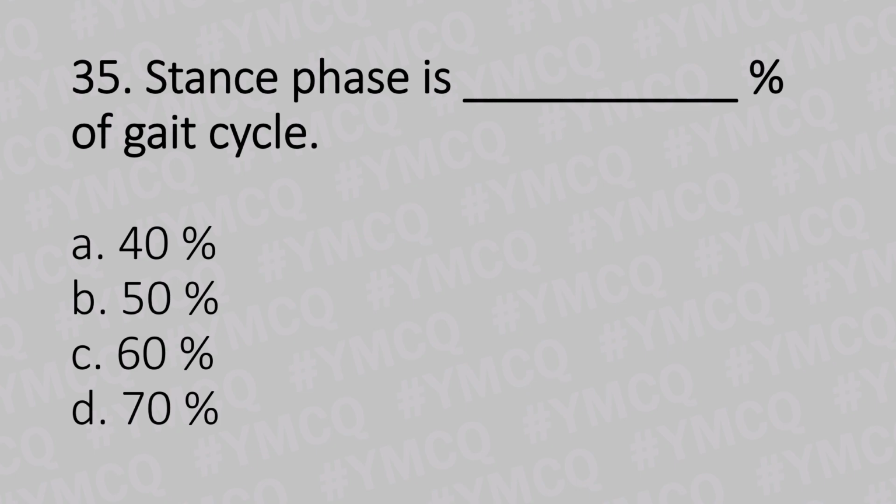Moving to our 35th question, stance phase is dash percentage of the gait cycle. Option A, 40%. Option B, 50%. Option C, 60%. Option D, 70%. And the answer is option C, 60%.